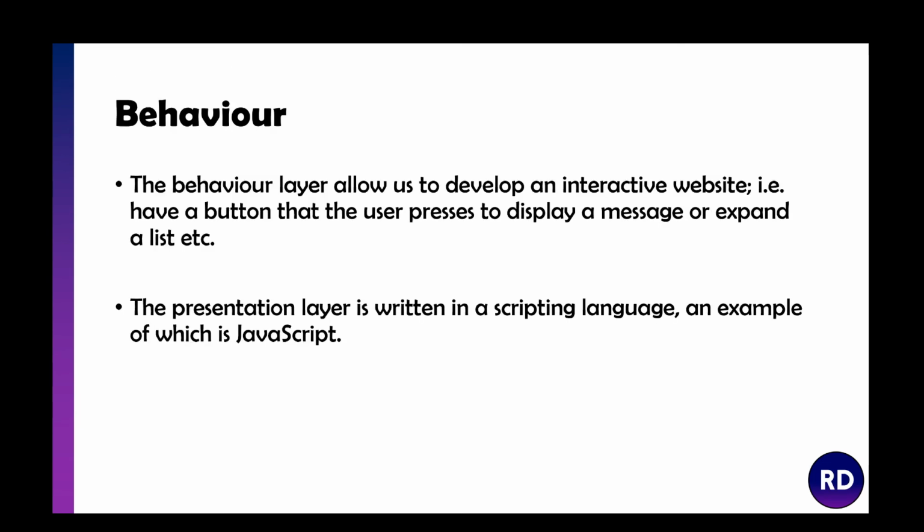Then the behaviour layer allows us to develop an interactive website, so having buttons that go onto messages and pop up things on the screen, playing games, or something as daft as updating something in a database. The behaviour layer is usually written in a scripting language such as JavaScript, or you've got PHP, which is a back-end server language, where you can do buttons and things, and you can do that in JavaScript as well.